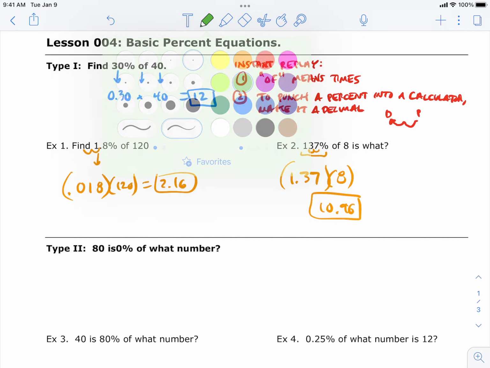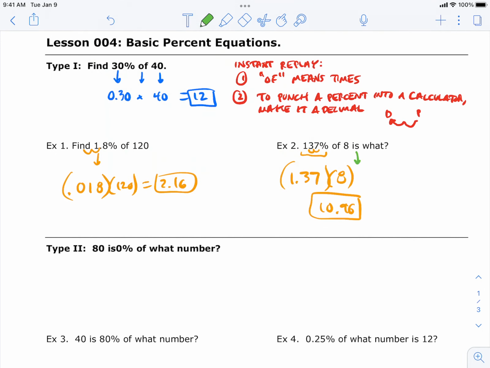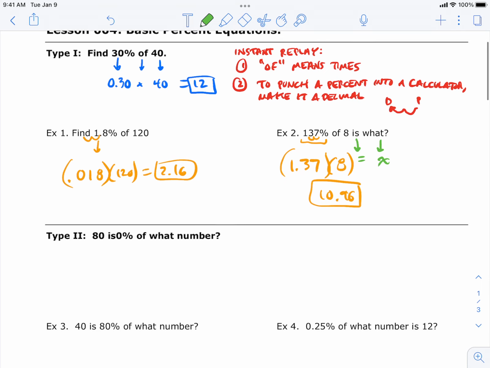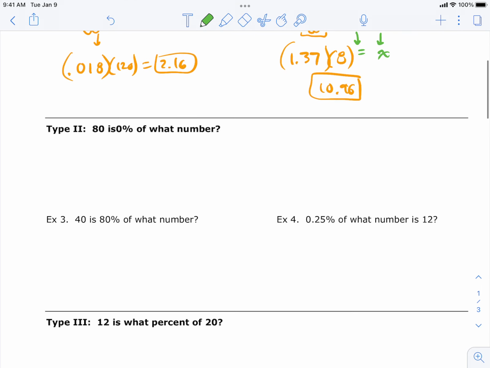Now as a little mini bonus here, is means equals what? You can use an X if you want, just to make it look like an equation. That's just a little foreshadowing that I've got going here. Hey, our first typo of the day. There it is. 80 is 0%. That's not what I meant. Let's cross this off. 80 is 40% of what number? That's what I meant.